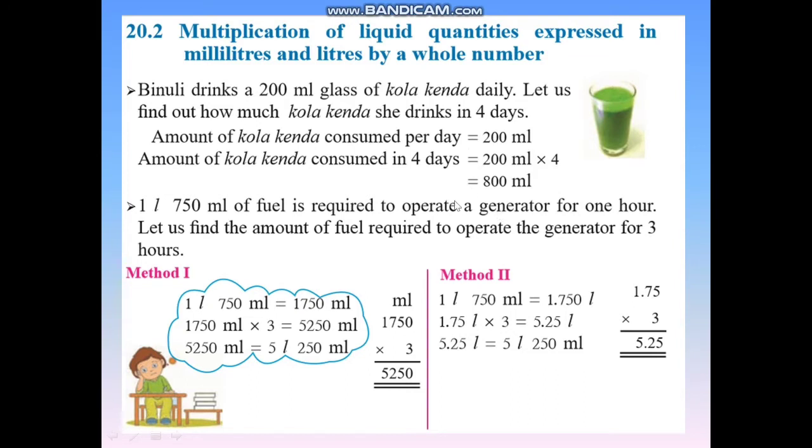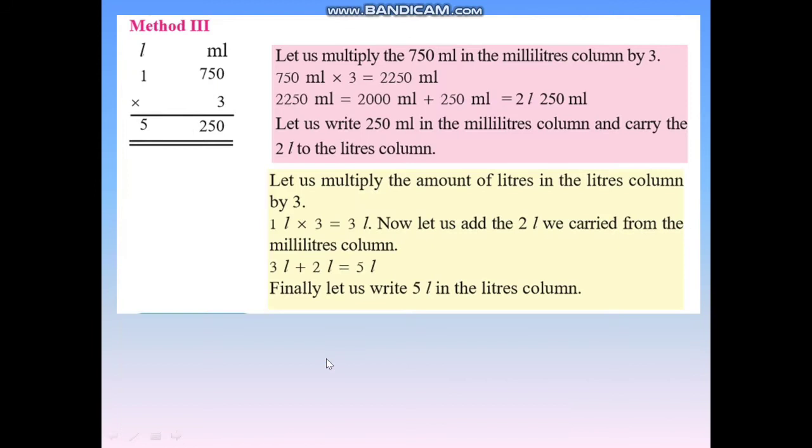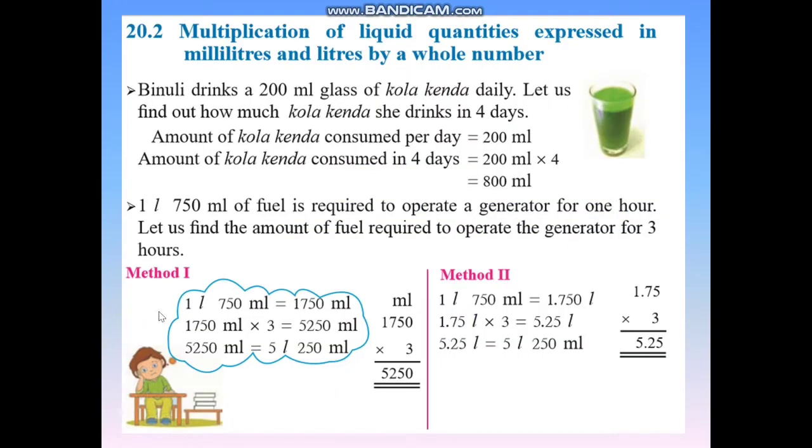Now let's see another example. 1 liter and 750 milliliters of fuel is required to operate a generator for 1 hour. Let us find the amount of fuel required to operate the generator for 3 hours. There are 3 methods actually. Let me explain one by one. Method 1, let's see how we are going to find.